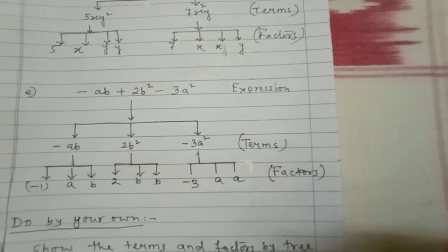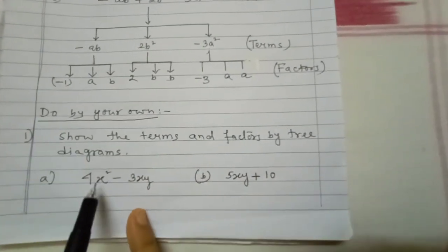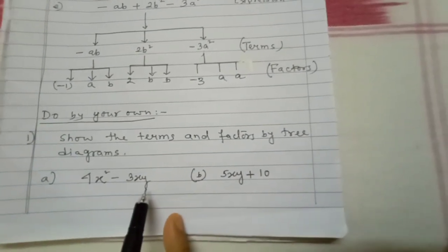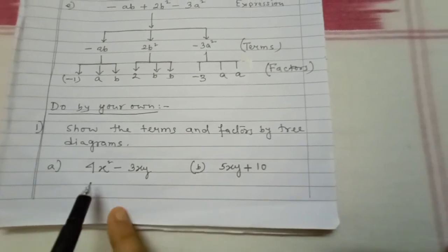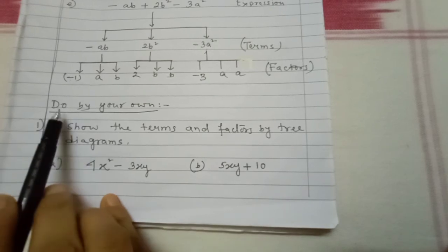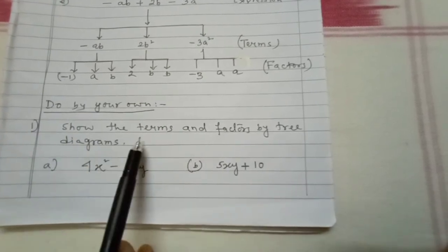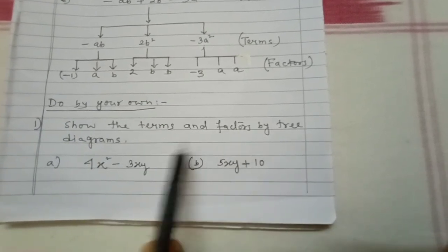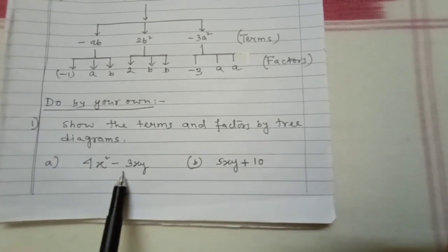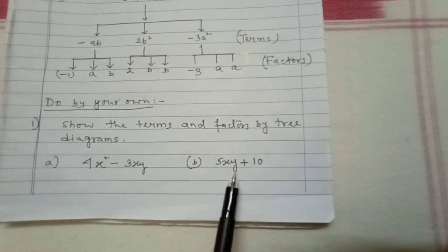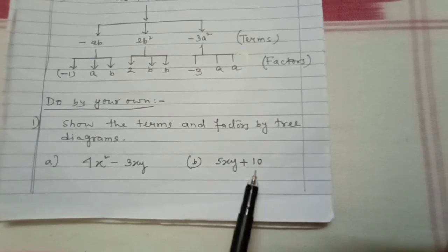Now I have given two very easy homework problems for you, and I know that you all will enjoy and do this nicely, neatly. Do it on your own. Show the terms and the factors by tree diagrams: 4x square minus 3xy, this is one, and the second one is 5xy plus 10.